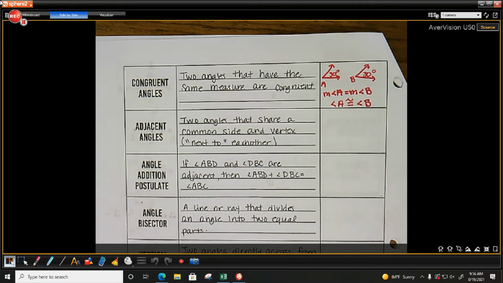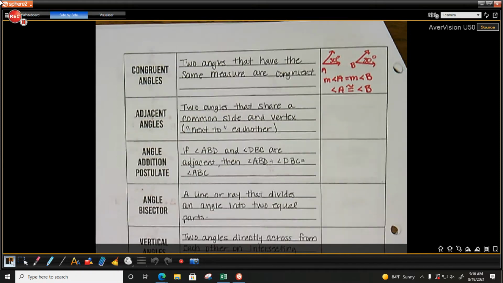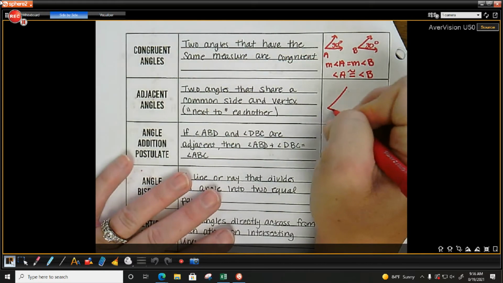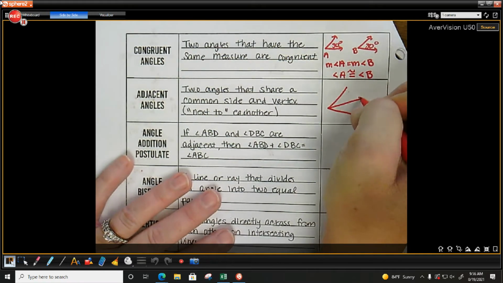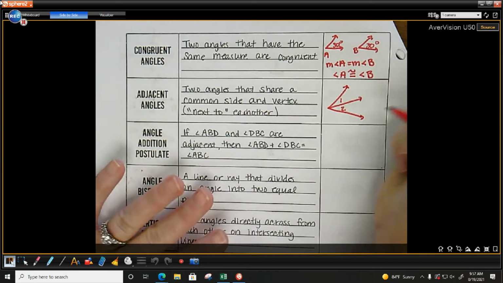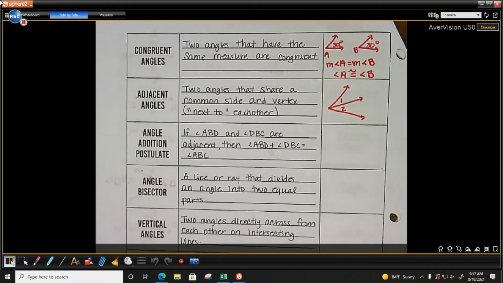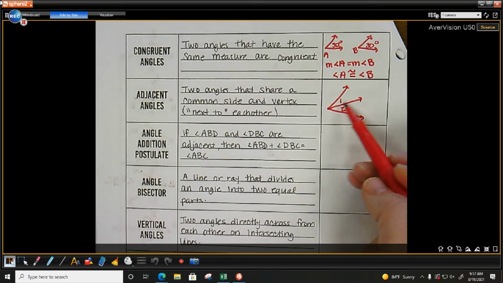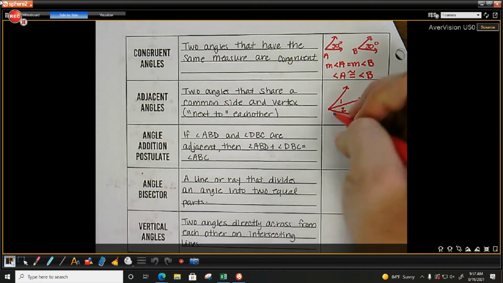Okay, adjacent angles are two angles that share a common side and a vertex. They're next to one another. They're adjacent to each other. They're right next to each other. Okay, so if I have something like this, this is angle 1, this is angle 2. Angle 1 and angle 2 are adjacent to each other because they share a common side, this side right here, right? And they share that point, which is a vertex.